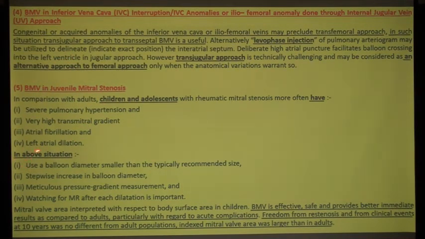So, in the above situations, what to do? First, use a balloon diameter smaller than the typically recommended size. Second, stepwise increasing balloon diameter. Third, meticulous pressure gradient measurement. Fourth and the last, watching for mitral regurgitation after each dilatation is important. Mitral valve area is interpreted with respect to body surface area in children.